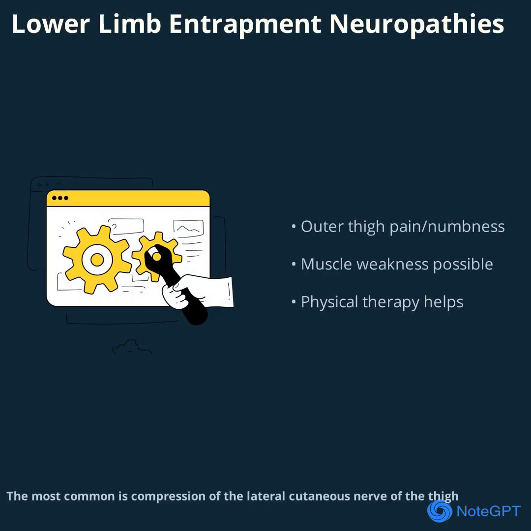The most common is compression of the lateral cutaneous nerve of the thigh, causing meralgia paresthetica. This results in burning pain or numbness on the outer thigh. Other nerves like the femoral and peroneal can also be affected, leading to muscle weakness or foot drop. Treatment focuses on relieving pressure and physical therapy, with surgery reserved for severe cases.